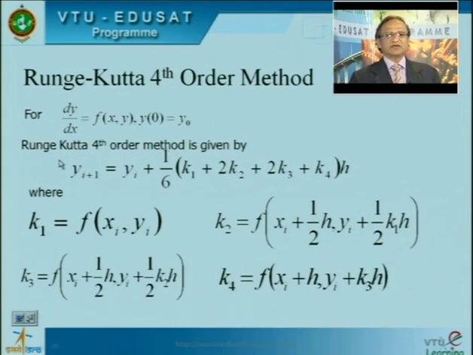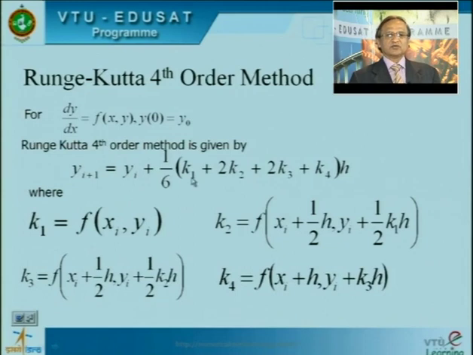We use the following formula: y suffix i plus 1 is equal to y i plus 1 by 6 times of k1 plus 2 k2 plus 2 k3 plus k4, into h. We need this formula. Now in this formula, if I replace i by 0, I can obtain y1 corresponding to x1. Similarly, here also I can replace i by 0, then evaluate and obtain the value of y1.